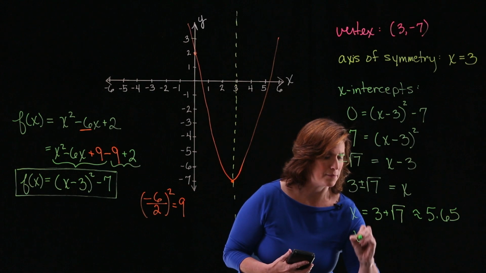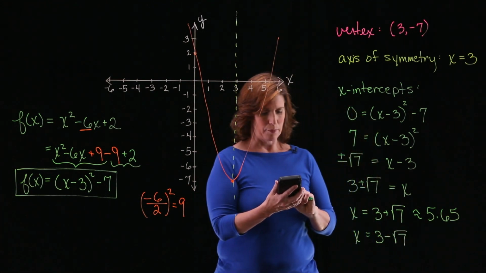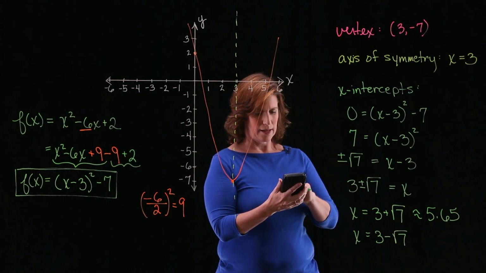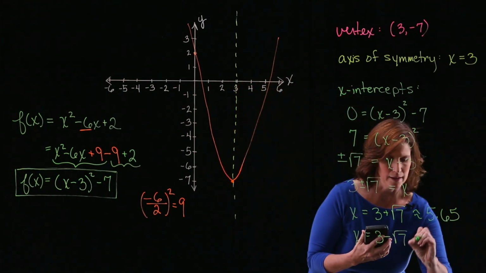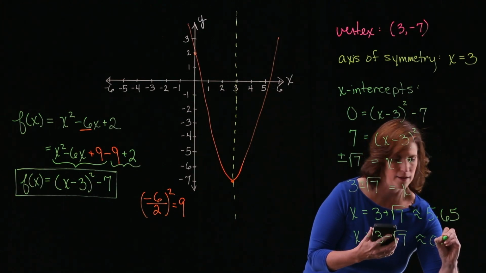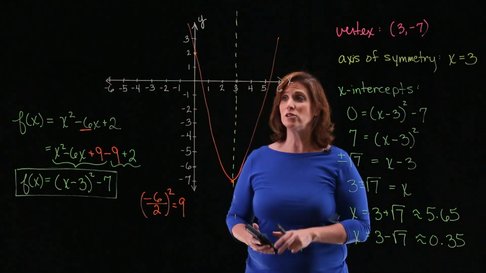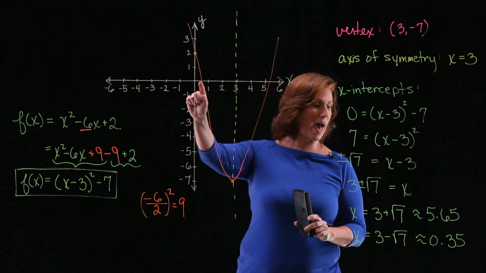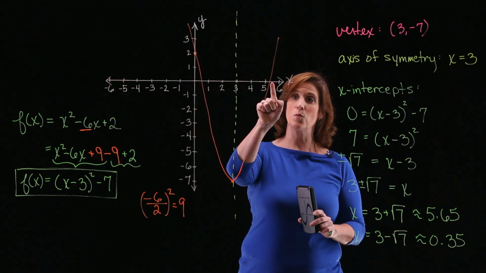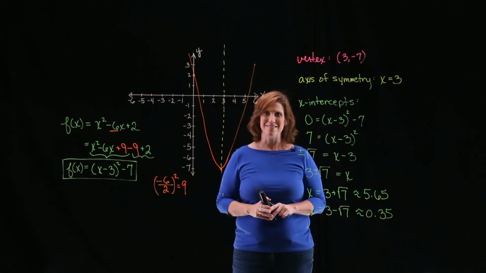And for the other x-intercept, x equals 3 minus the square root of 7. When I plug that in, I get approximately 0.35. And I notice that my original graph was pretty close. Here is the 0 that will be at 0.35, and here's the one that's located at 5.65. I hope that was helpful. Thanks.